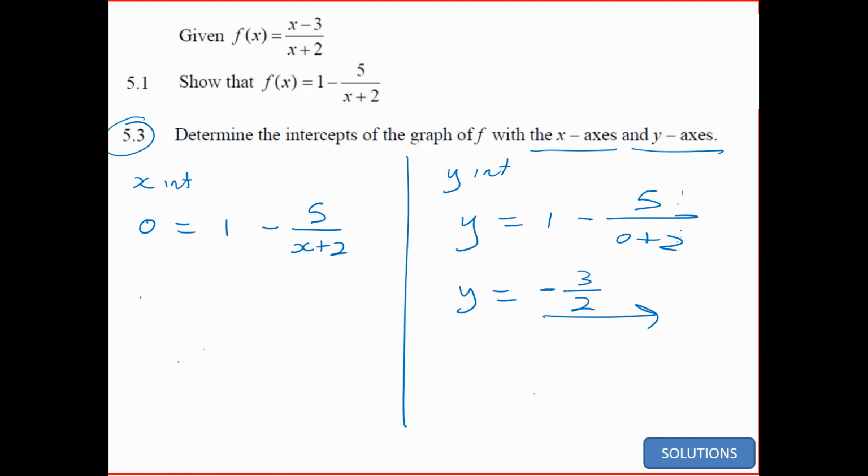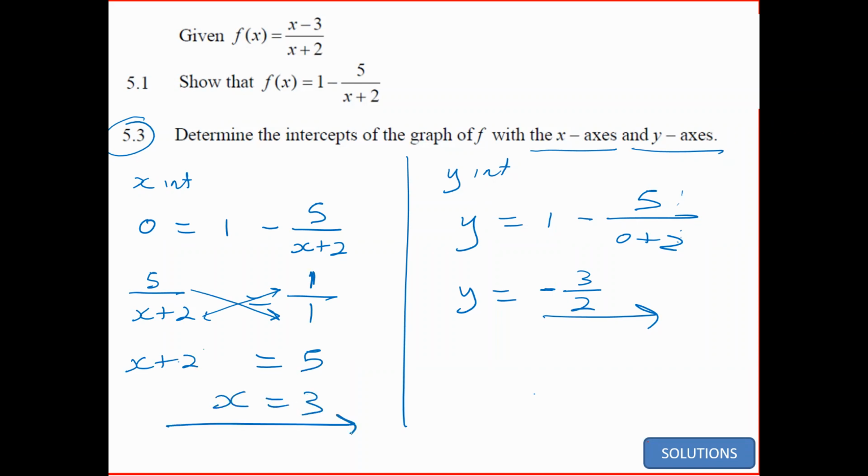And if we work out the x-intercept, well, we are going to take the negative to the other side, and that'll become positive, which is equal to 1. Put your 1 as a fraction. You can do a lovely cross multiplication. And we will get x plus 2 is equal to 5, which gives you x equal to 3. And there we have it, our x-intercept and our y-intercept. Any questions here?